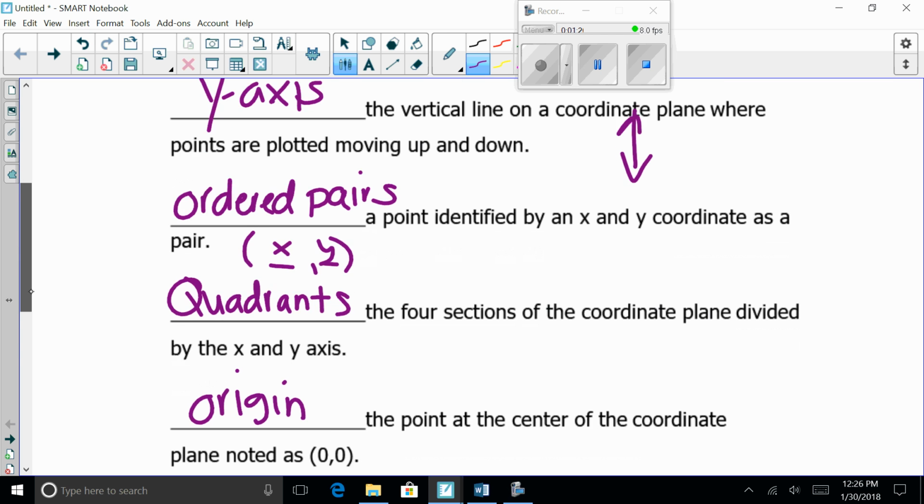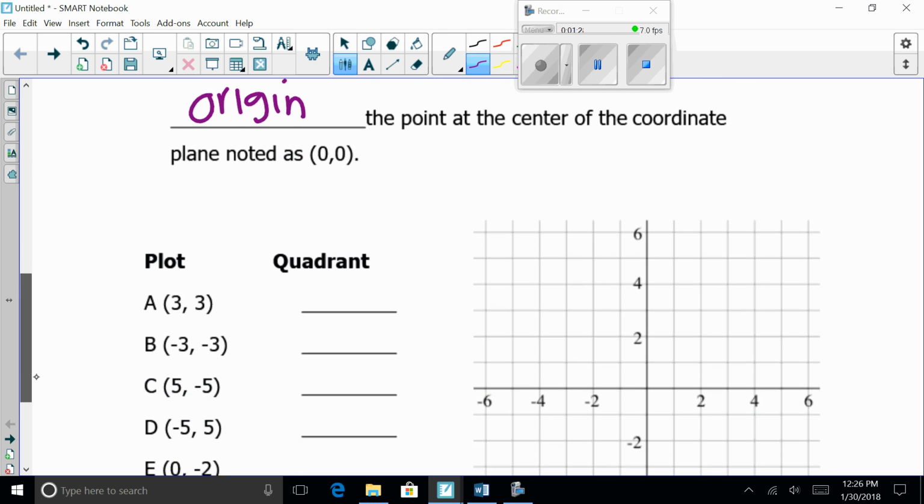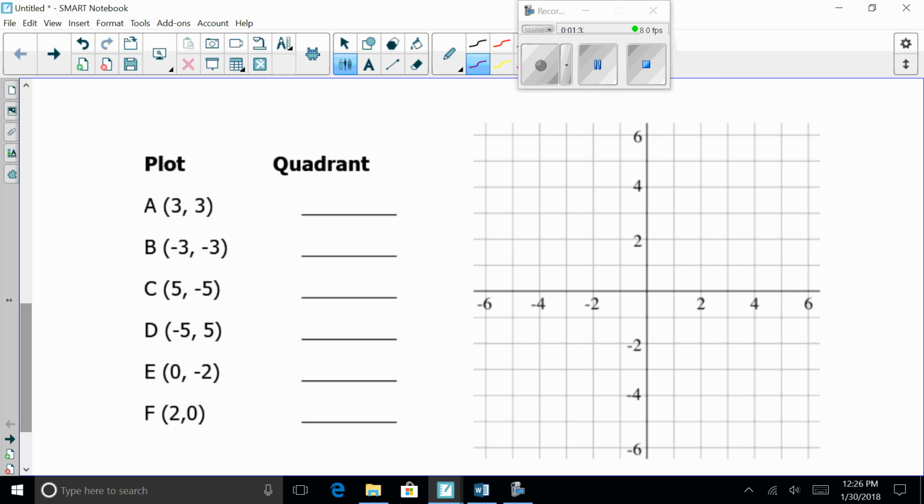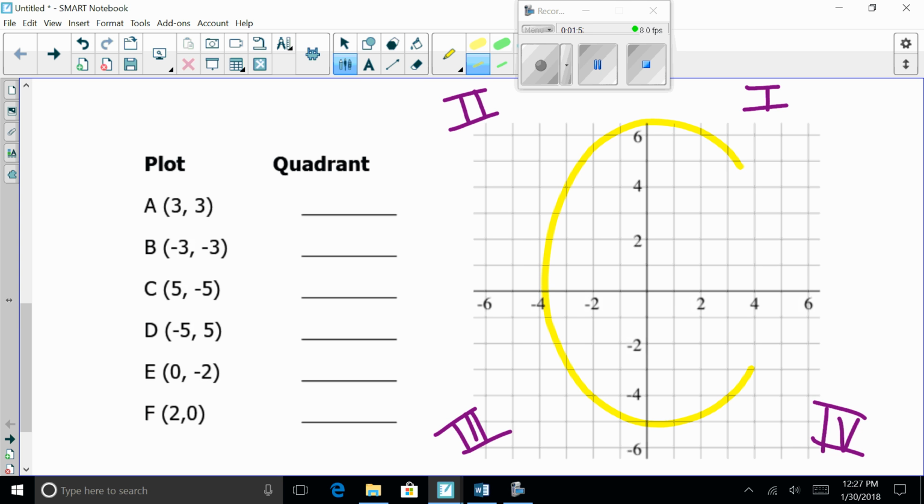Okay, so let's go down. I'm going to talk about the quadrants first. In our quadrants, you start with the upper right-hand corner. That is going to be quadrant 1. And then we go counterclockwise. So quadrant 2, 3, and 4. If you need a little help remembering which way we go, if you start up here in the corner on the right and draw a C, then that tells you the order that you count 1 through 4 in.